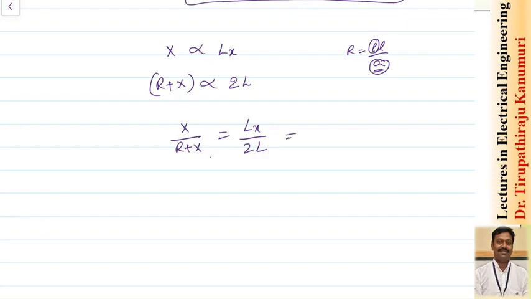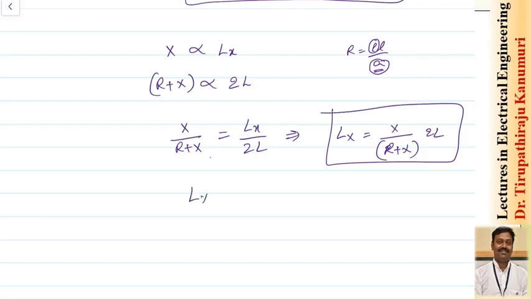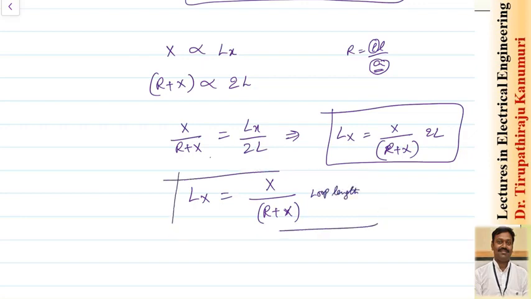Please remember this. So from this I can calculate my value of Lx is equal to X divided by (R plus X) times 2L. Or we can tell that the length of the fault, or the distance of the fault, is X calculated from equation number 2 divided by R plus X calculated from equation number 1, because X we know, the value of R is known. So R plus X will be substituted. This will be multiplied by the loop length of the cable. So this way we can calculate it.